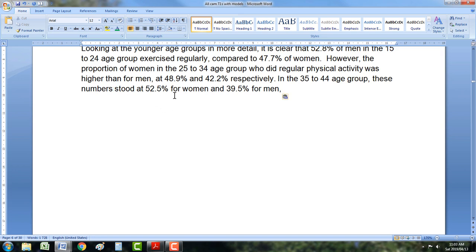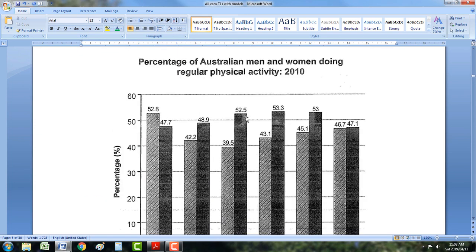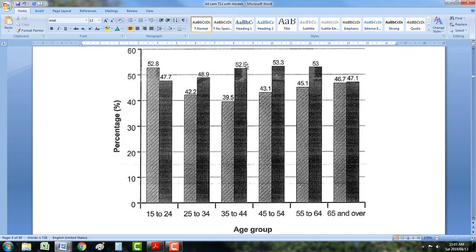Stood at 52.5 for women, 39.5 for men. But please, you always want to be looking out for a comma which. Now, with the dynamic, we said comma which was the highest point on the chart, comma which was the lowest point on the chart. So we don't have points on the chart here. I wouldn't say which was the highest point on the chart.